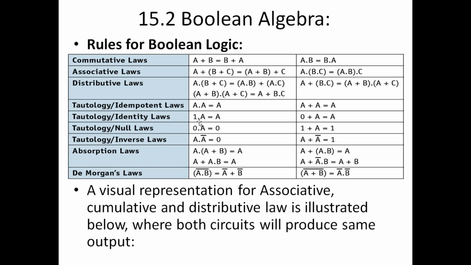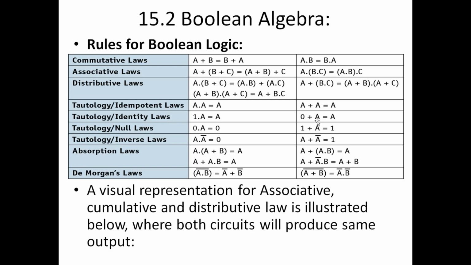Then we have the identity law, 1 multiplied by A or 0 plus A. If you have any input and you add 0 to it or multiply it with 1, you'll get the same input back. Null law means if you multiply any input with 0, it will become 0, whereas if you add 1 to any input, it will become 1, regardless of the value of that input.